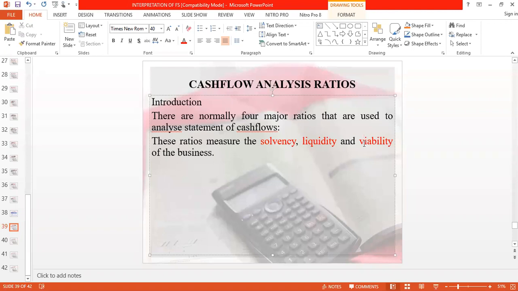Remember, you can only continue to generate income if you have cash. So solvency looks at the long-term liquidity position. In other words, the risk ratios or the gearing ratios. Liquidity, on the other hand, looks at the ability to convert your assets into cash. Viability looks at ability of a firm to continue generating what? Income. So maybe the only new thing here is viability.